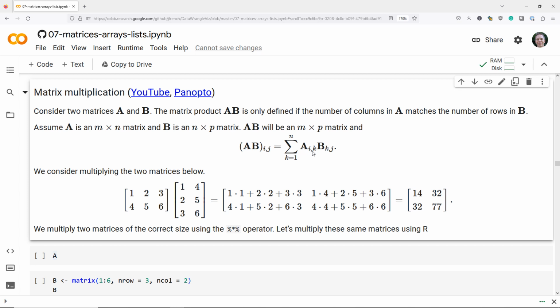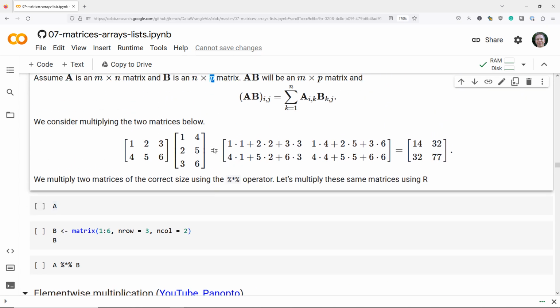And here is the formula for computing the matrix product A times B. If you multiply an M by N matrix by an N by P matrix, you're going to end up with an M by P matrix, the number of rows of the matrix on the left and the number of columns of the matrix on the right. This is the process you would go about to do it, but really I think it's easier to explain visually. And so that's what we're going to focus on.